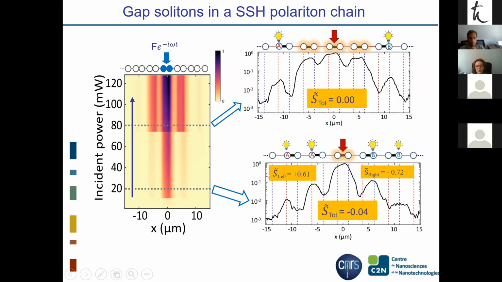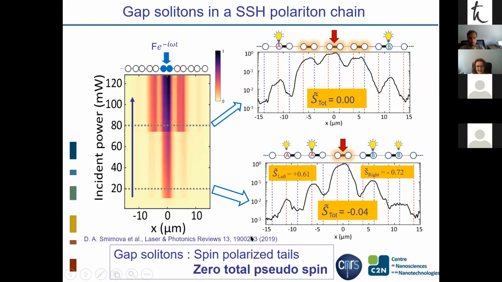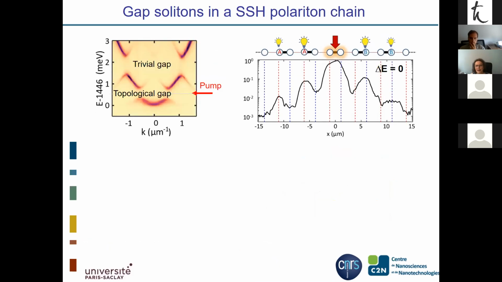Okay? So what we get is actually the same as what has been discussed, for instance, in this paper from the group of Kivshar, that similarly as in conservative systems, the gap solitons that you form have spin polarized tails and the total spin is zero. And in this paper, there is actually a demonstration that you cannot create gap solitons with non-zero total pseudospin. So then what is specific with that? Why do we have this pseudospin? Is it related to this gap, or can we get the same when we excite the system somewhere else?